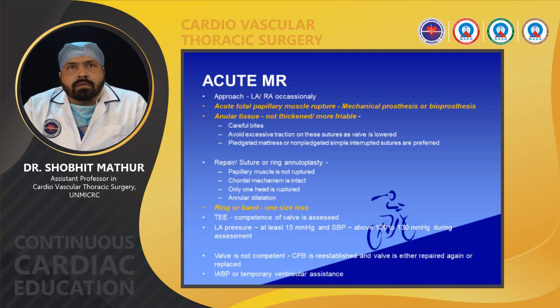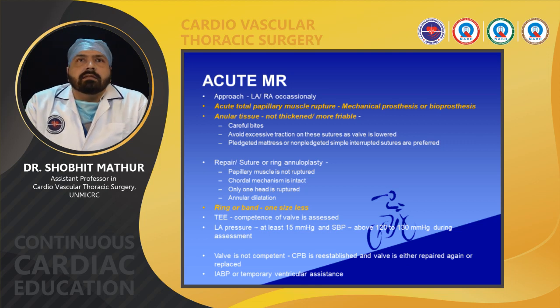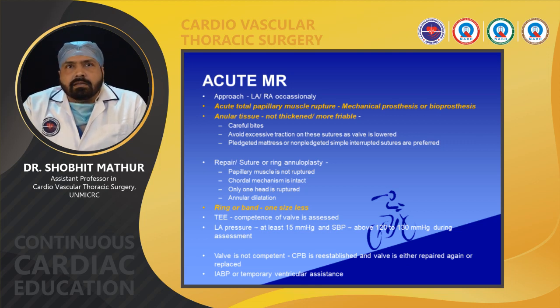Annulus tissue in acute settings is not thickened and it is friable, so careful bites have to be taken, otherwise we can have a rupture. If a ring annuloplasty has to be done, then there are specific indications. The papillary muscles are not ruptured, chordal mechanisms are intact. If a rupture is there, then there is rupture of only one head and there is annular dilatation. If a ring or band is used, then it has to be one size less, causing restriction of the annulus.